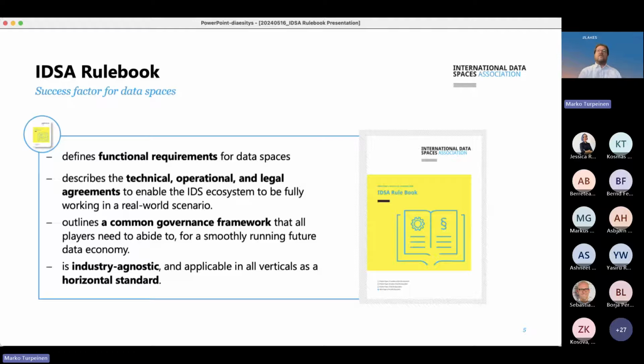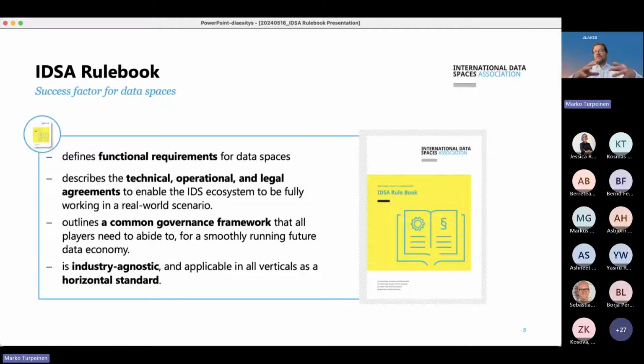And then from those functional requirements, also deduce and explain what this could mean from the technical, operational, and legal points of view. So very much looking broader, helping to understand what data spaces are and how they should function, instead of IDSA as an organization. Both are good goals, but this latest rulebook is much more for the latter, and it's ongoing work.